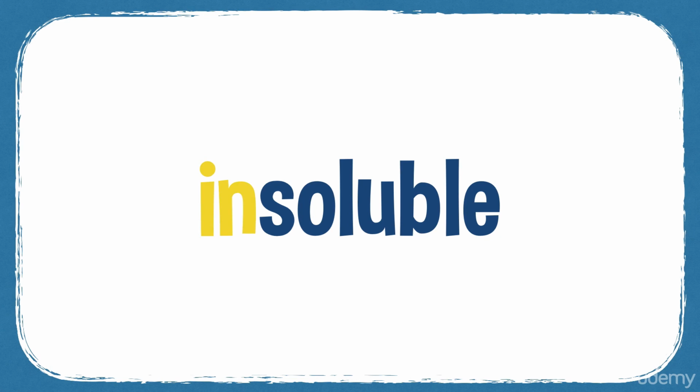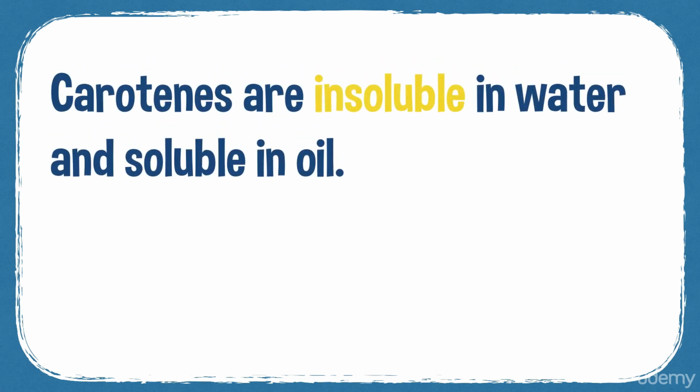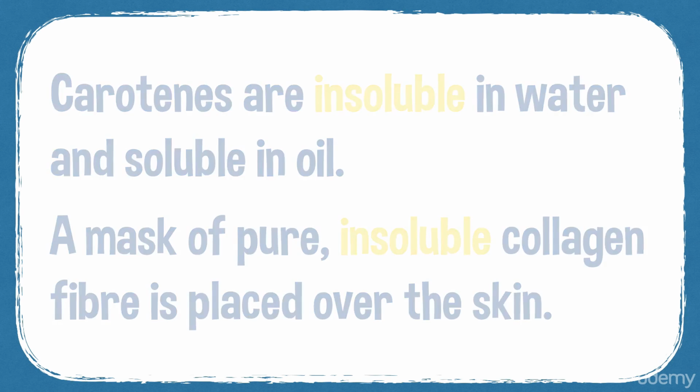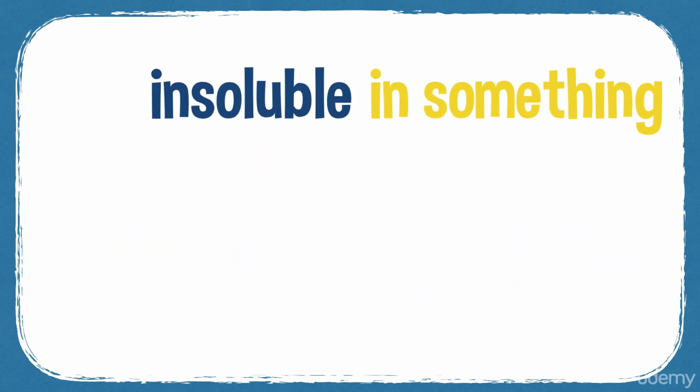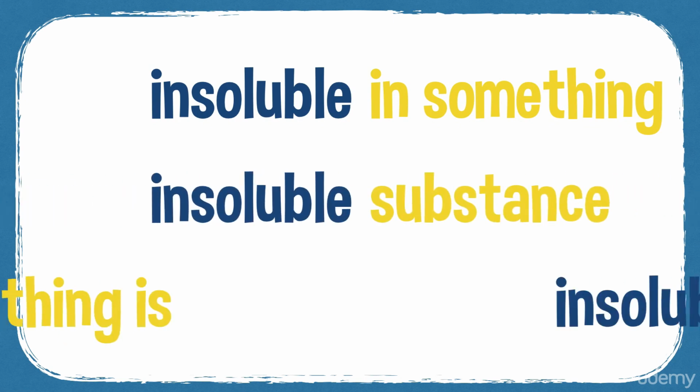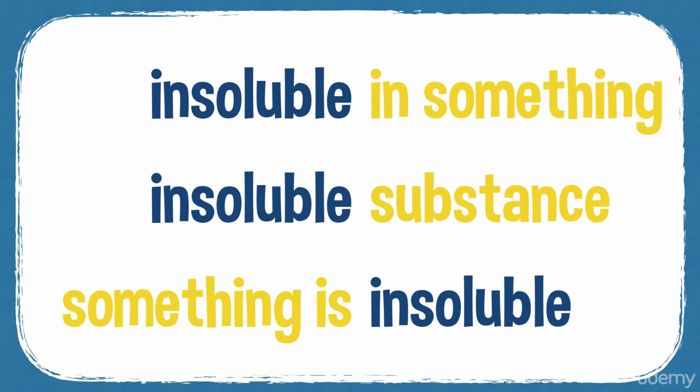And there's the prefix in. So not un, but insoluble. Carotenes are insoluble in water and soluble in oil. A mask of pure, insoluble collagen fibre is placed over the skin. So again, we talk about something is insoluble in something, an insoluble substance. Something is insoluble.